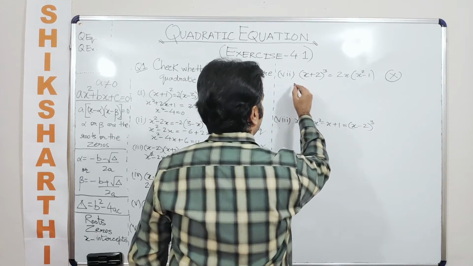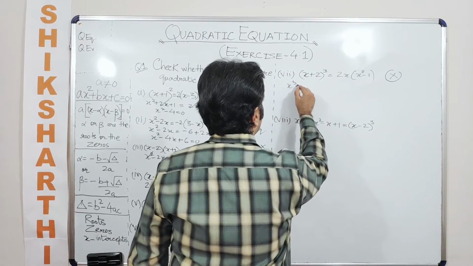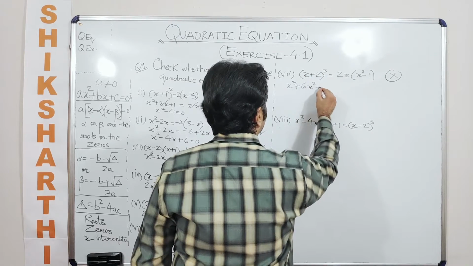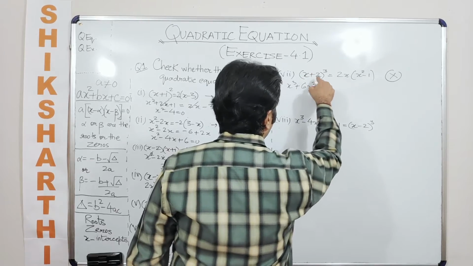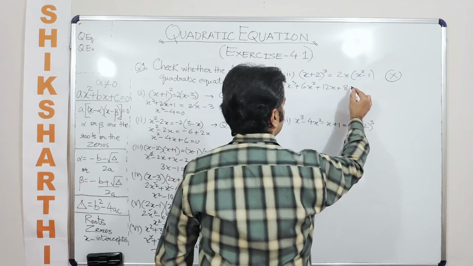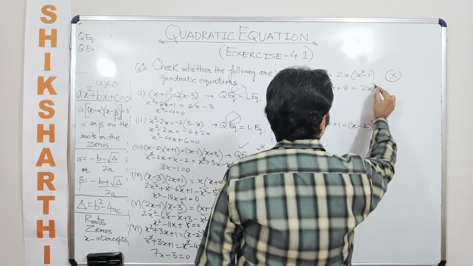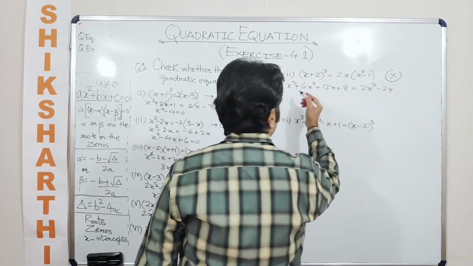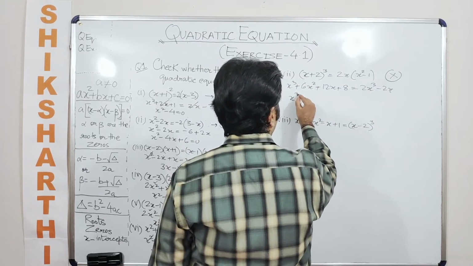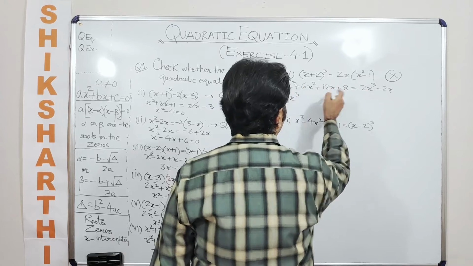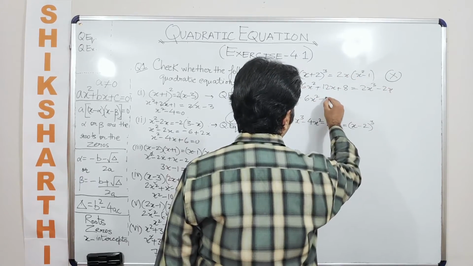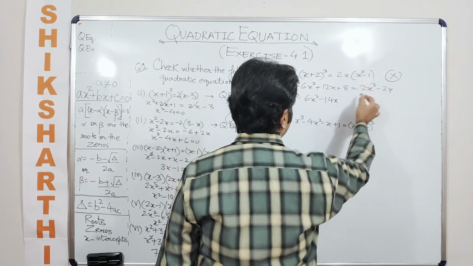Now let us justify our answer. x cube, a cube plus 3a square b plus 3ab square. So finally, if I take this entire thing on the other hand side, x cube, right, minus 6x square, minus 12x and minus 2x, minus 14x and minus 8.